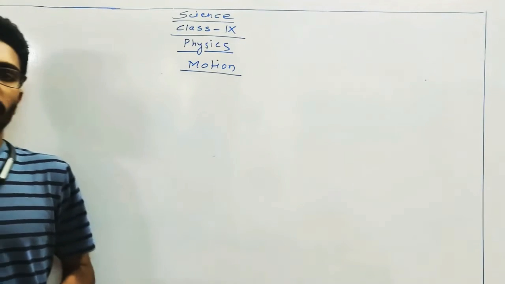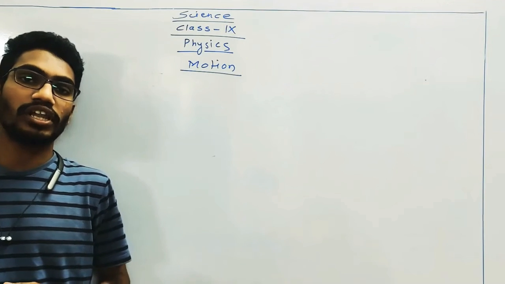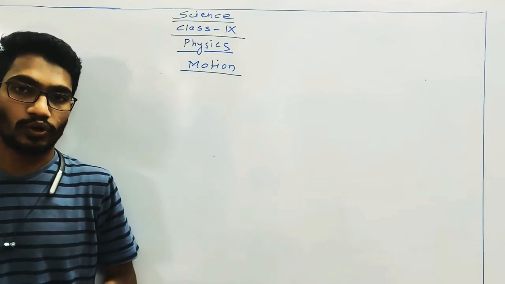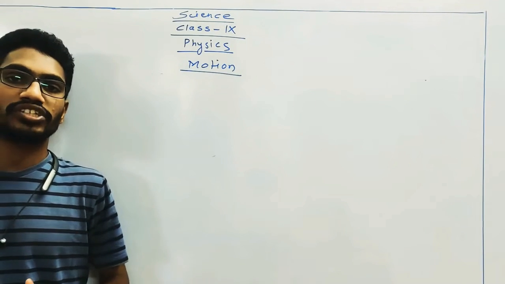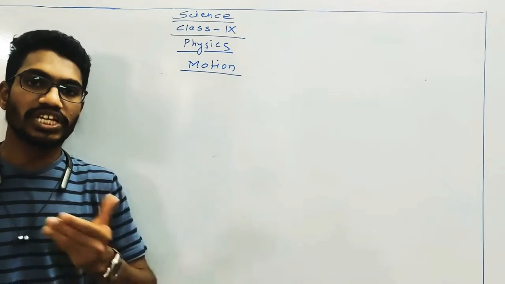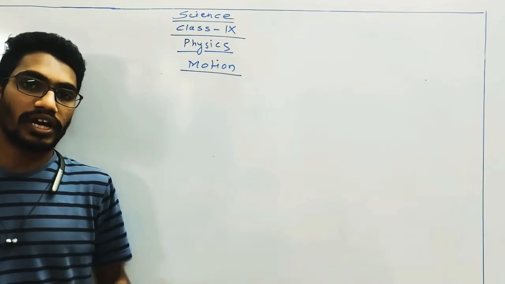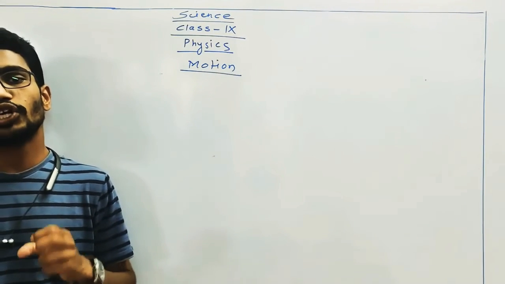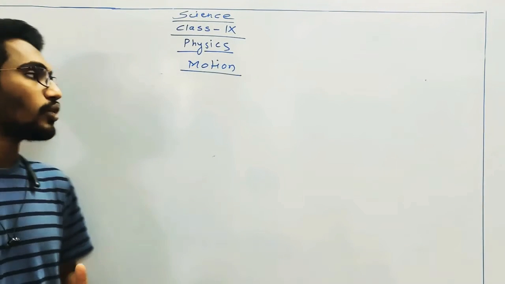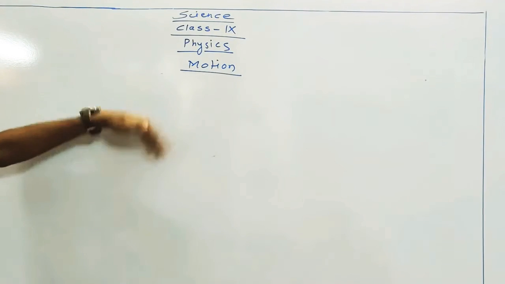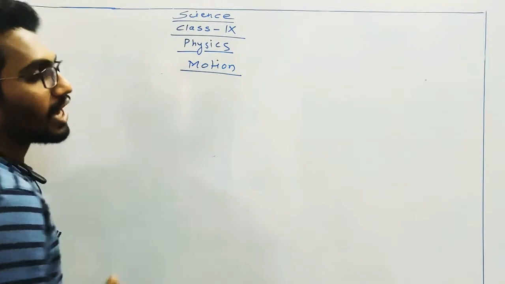The same chapter is there in class 7 maybe, but in class 7 in the motion chapter we dealt with the different types of motion. But in class 9 we are going to learn about the different aspects of motion, its physical quantities, and we are going to compare the motion. We draw some graphs related to motion and also learn the kinematical equations of motion. So this is going to be interesting.